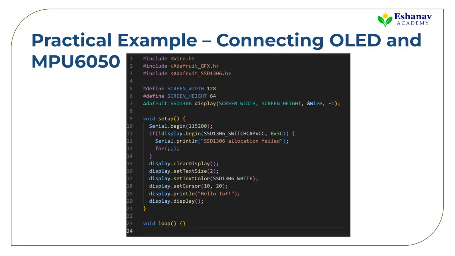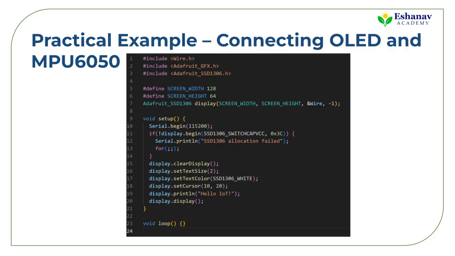This code demonstrates how to drive an OLED display with the ESP32 using the Adafruit SSD1306 library. First, the display object is created with a resolution of 128 by 64 pixels. In the setup, the display is initialized at I2C address 0x3C. If initialization fails, an error is printed and the program stops.